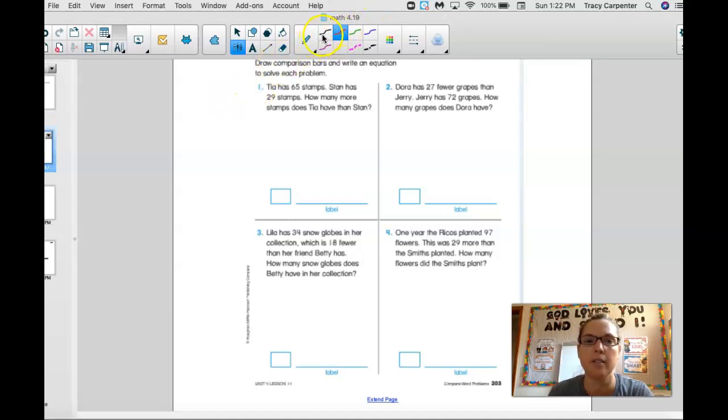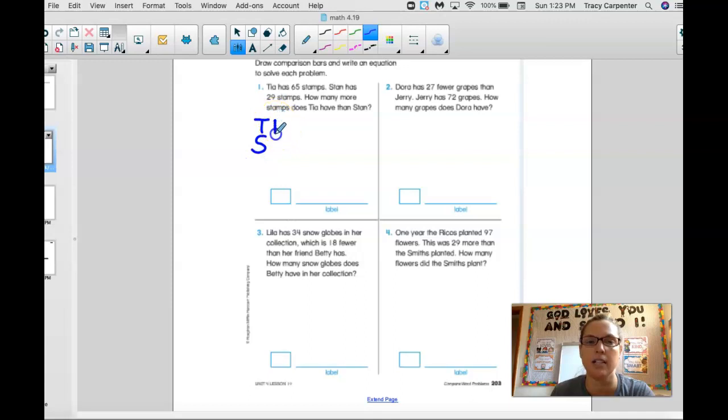So number 1, Tia has 65 stamps. Stan has 29 stamps. How many more stamps does Tia have than Stan? So when we're writing comparison bars, the first thing we need to do is write a letter to show who we are comparing. And we have 2 different people in this problem. Tia, so we'll write a T for Tia, and Stan. So I'll write an S for Stan.